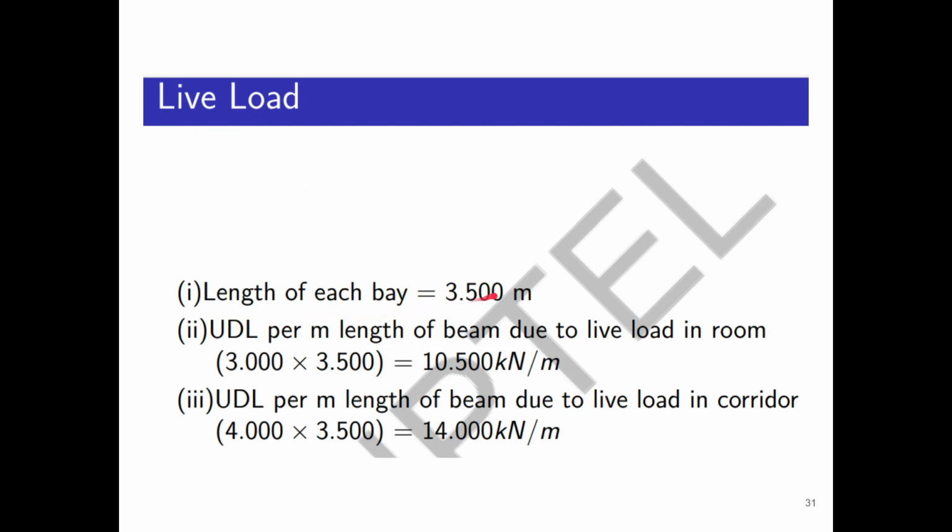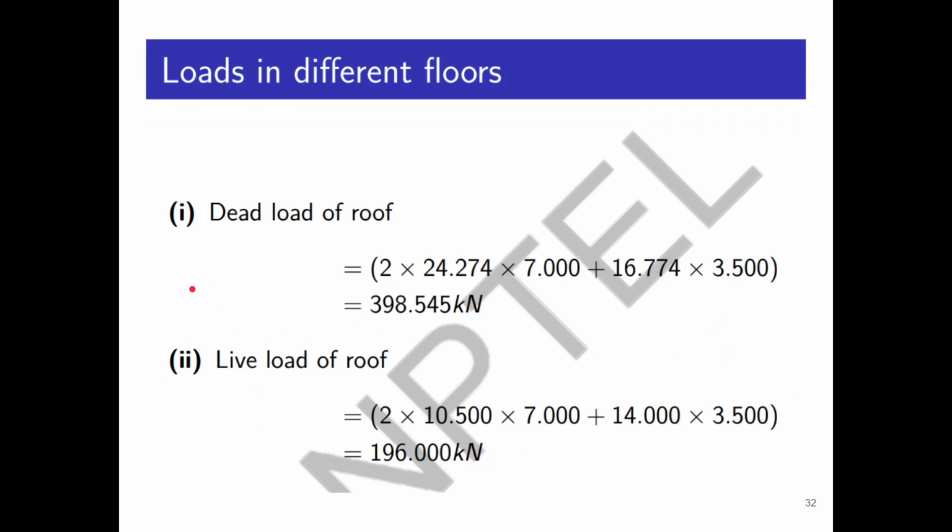So the length of each bay, as we discussed, is 3.5 meter. So UDL per meter length of beam due to live load in a room, we assume this is 3 kilonewton per meter square, into 3.5, so it is 10.5 kilonewton per meter. Okay, and UDL per meter length of beam due to live load in the corridor will be 4 into 3.5, similarly, that is equal to 14 kilonewton per meter. Okay, and now the loads acting in different floors.